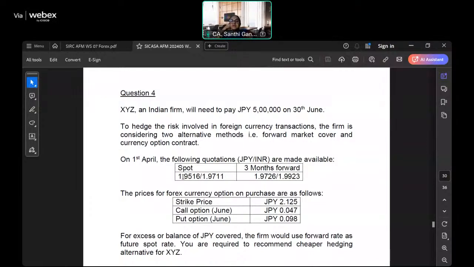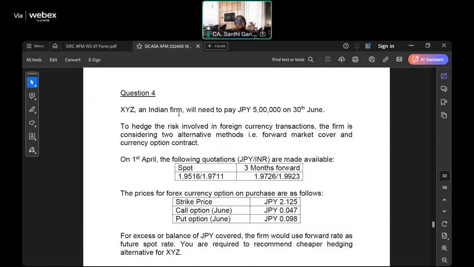Now, what does the problem say? You're required to recommend cheaper hedging alternative for XYZ. We have discussed risk management yesterday. At that time itself, we saw risk management is bringing the risk to the acceptable level at the least possible cost. So always whenever we take a decision, we would like to get the best or the optimal decision.